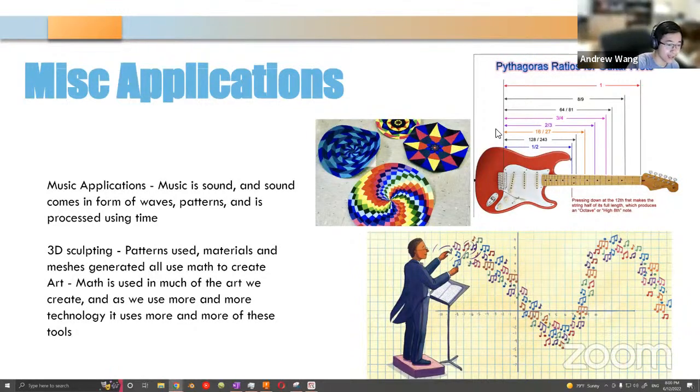Now over here, you can see the ratio of a guitar. If you get further and further away from the area that you pluck, you'll experience a different note. And there's a science behind this, as you can see over here by the fractions involved. There's so much behind this.